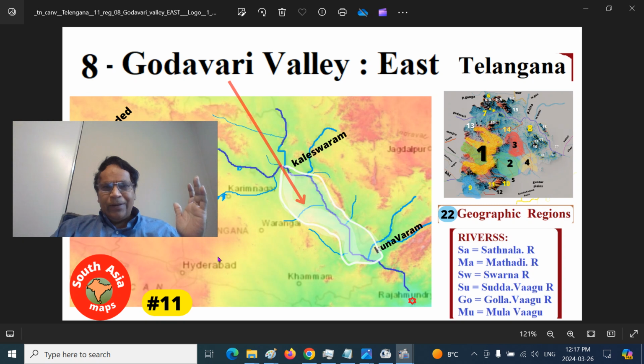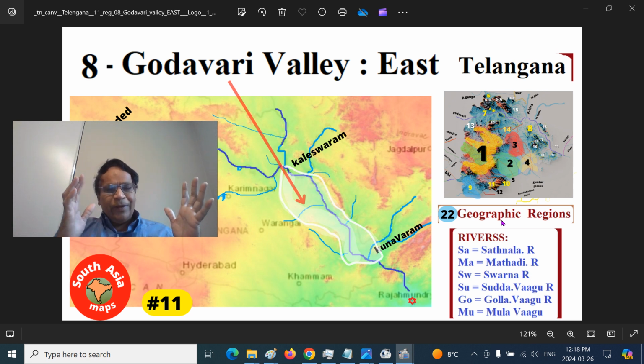Today we are continuing our Telangana series, and this is part 11. Previously, we looked at 12 broader geographic regions, the physiographic regions of Telangana, the Telugu-speaking province of Dakshinapatha in Bharat, the Deccan region.